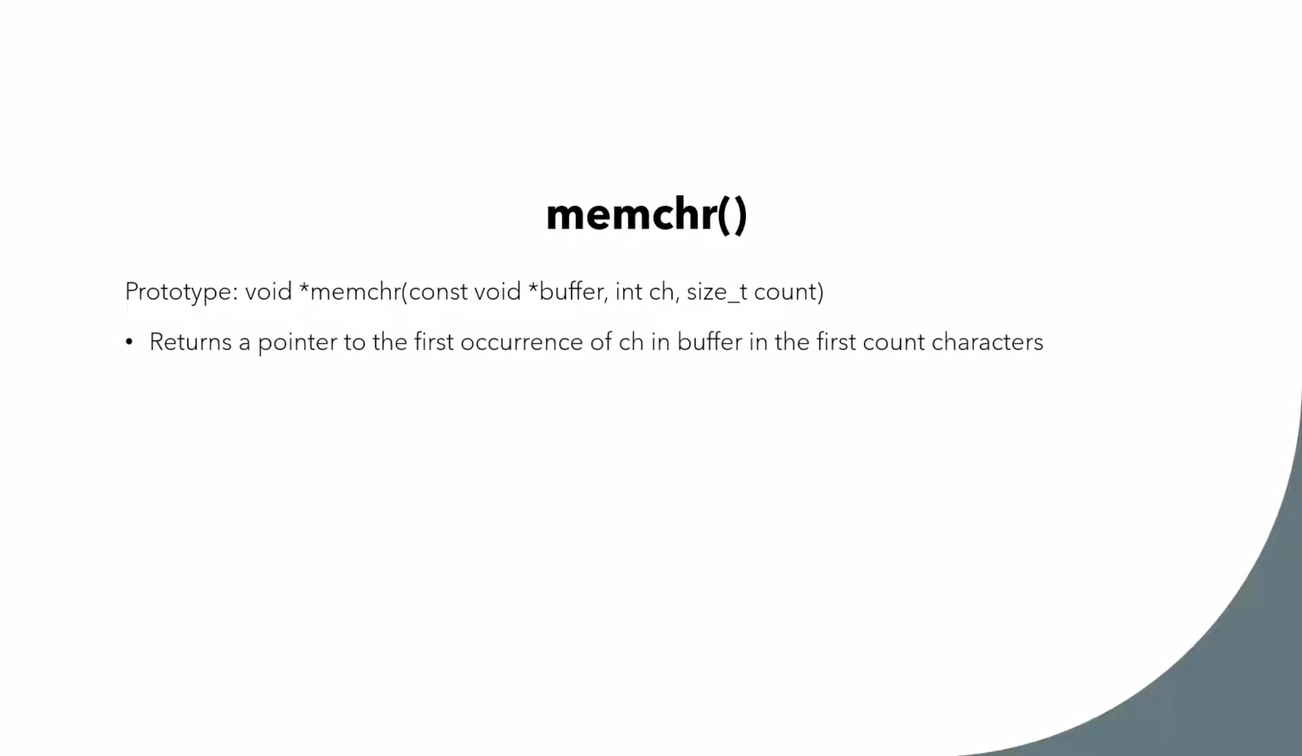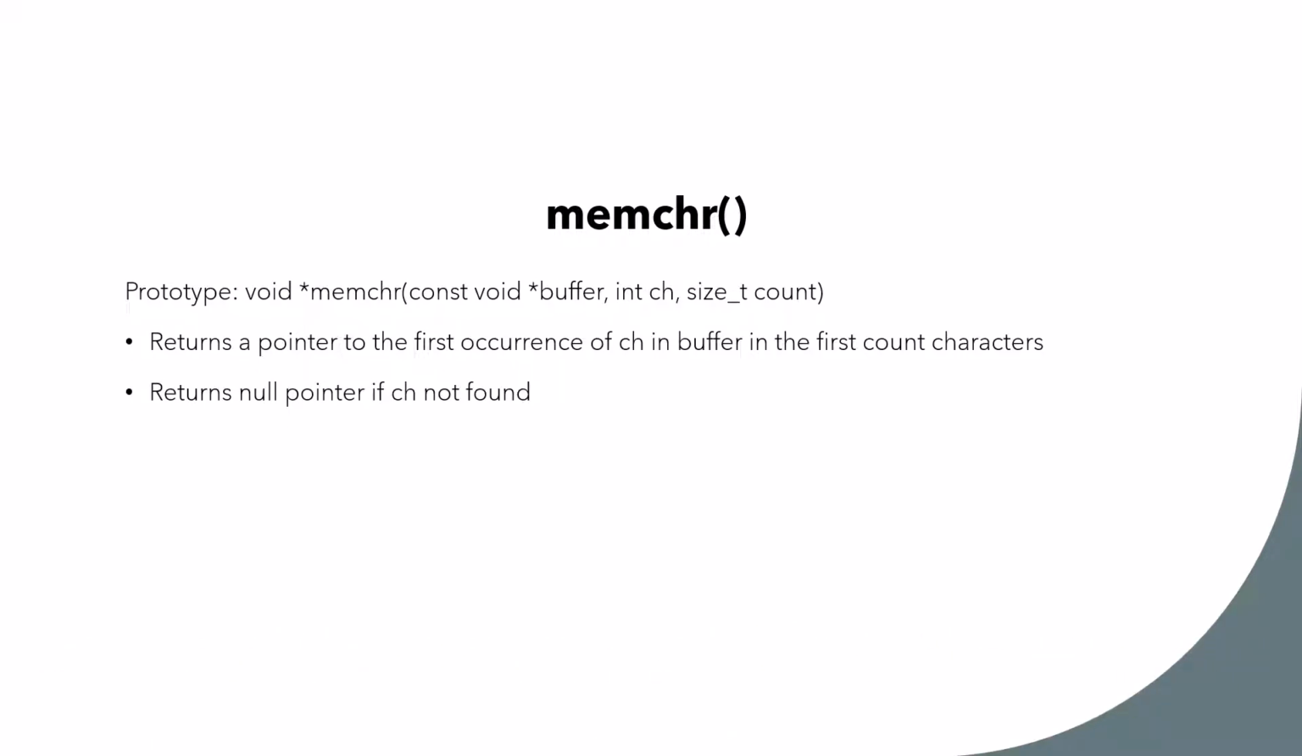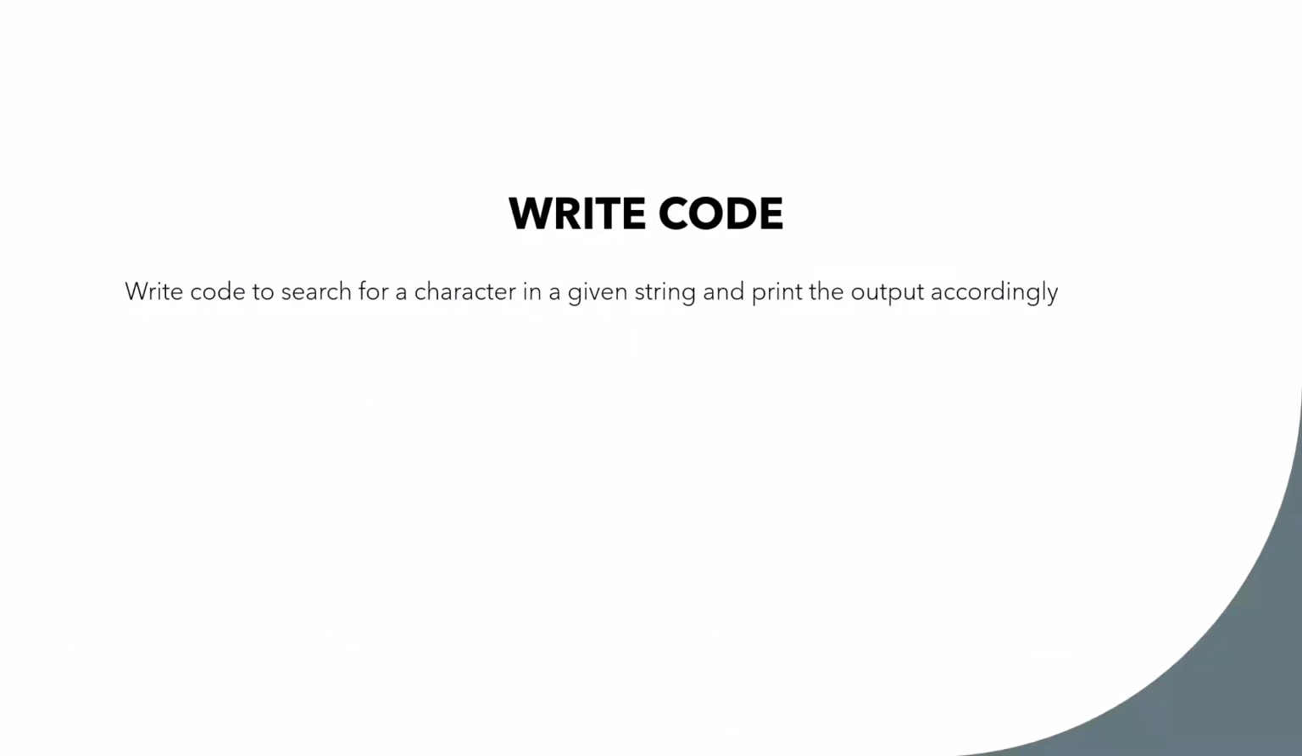So this function returns a pointer to the first occurrence of the character ch in buffer, in the first count characters, right? So count is going to represent the number of characters to look through searching for that character ch. Returns a null pointer if the character is not found. Now write code to search for a character in a given string and print the output accordingly.